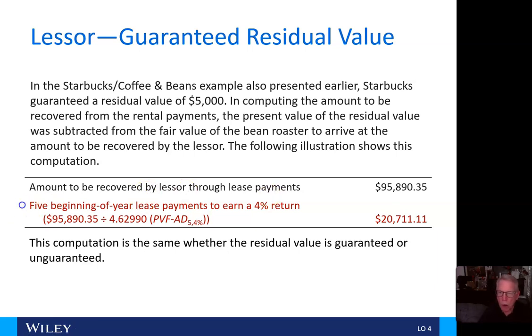And then we are going to take 5 beginning of the year lease payments and divide that $95,890.35 by the present value factor for 5 years and 4%. And that comes out to $20,711.11. Same calculation as before. That computation is the same, whether the residual value is guaranteed or unguaranteed.